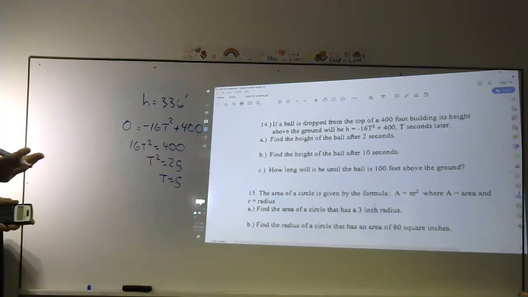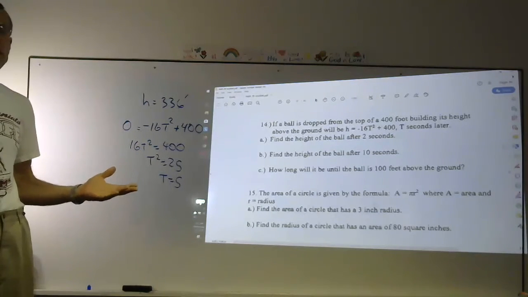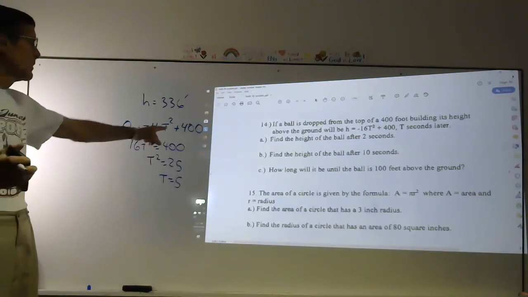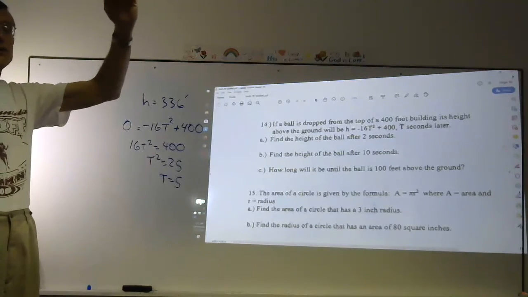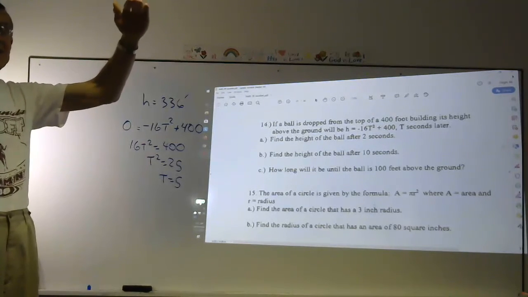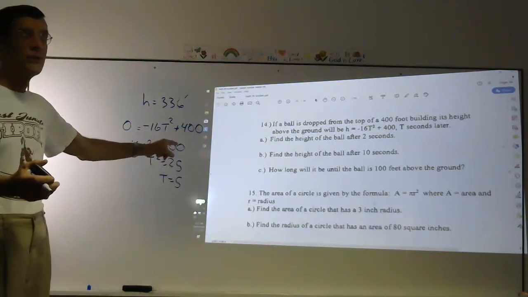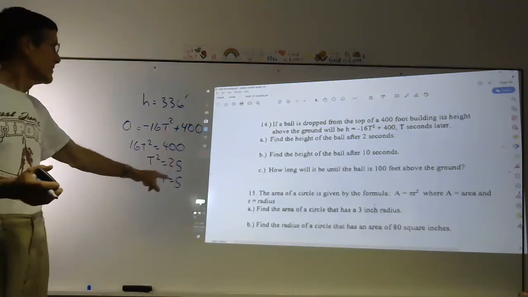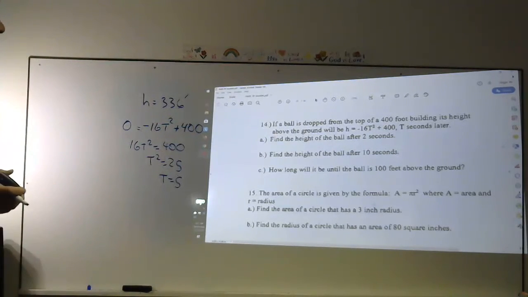Now 400 feet is pretty tall. If you've ever been in Washington, D.C., the Washington Monument's like 500 and some feet tall. 400 feet is like a 40-story building. 40 stories, okay? You jump off of a 40-story building or 400 feet high, 5 seconds you hit the ground. Whoa! Okay?